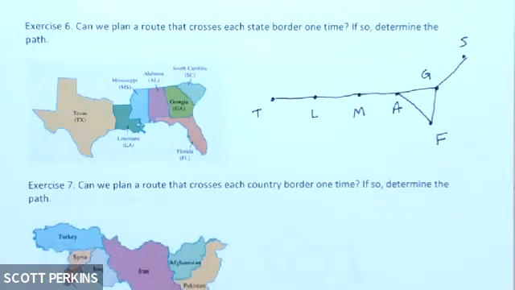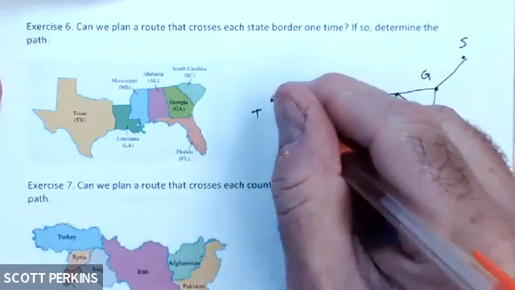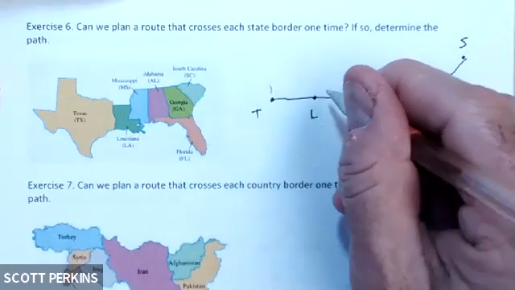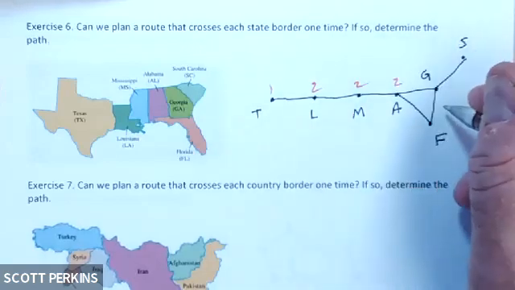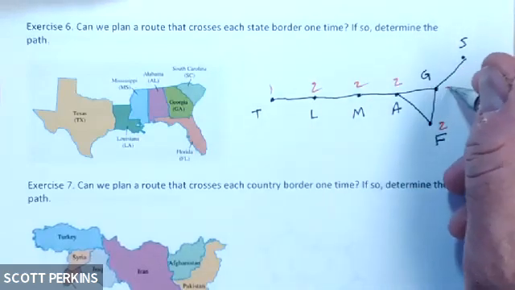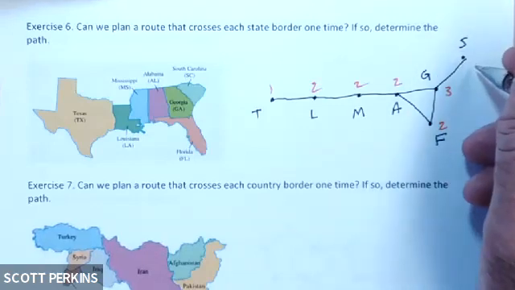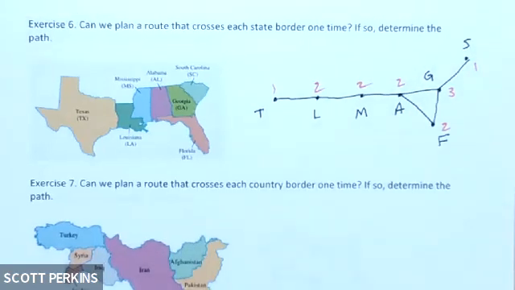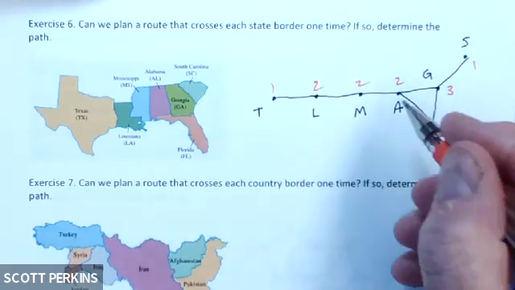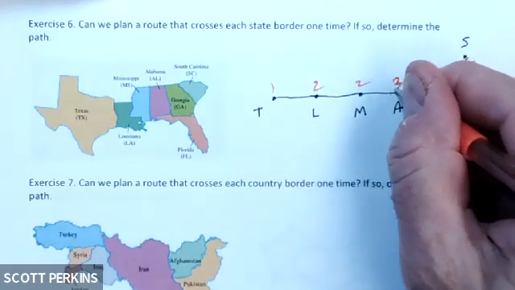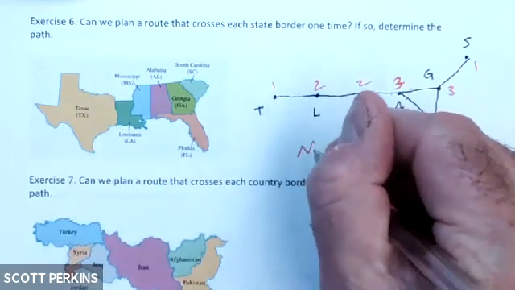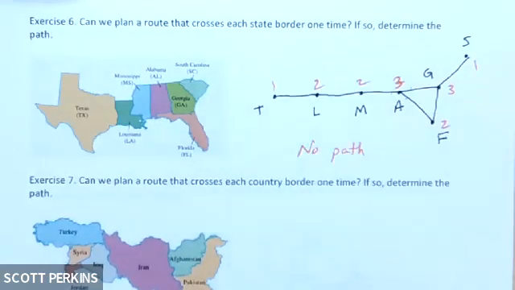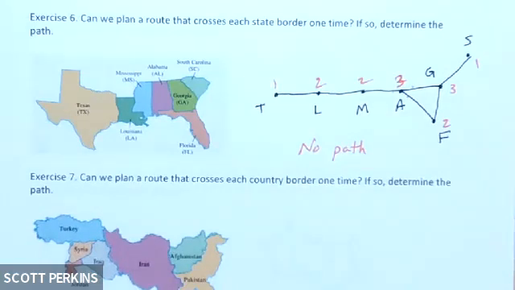So now let's look at the degrees. Texas has a degree of 1. Louisiana has 2. Mississippi has 2. Alabama has 2. Florida has 2. Georgia has 3. And South Carolina has 1. No, I'm sorry, I miscounted on one of those. Alabama, 1, 2, 3. Sorry about that. So this is the situation where I've got more than 2 odd vertices. So there is no path. I cannot go through each state border exactly one time.